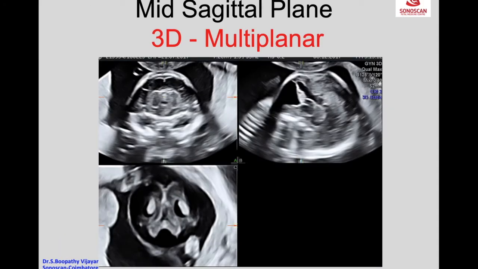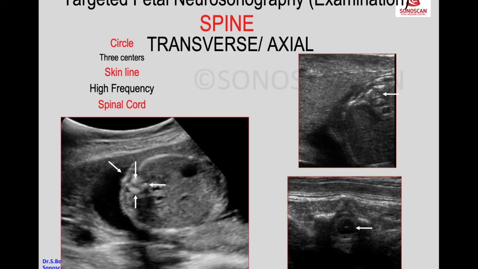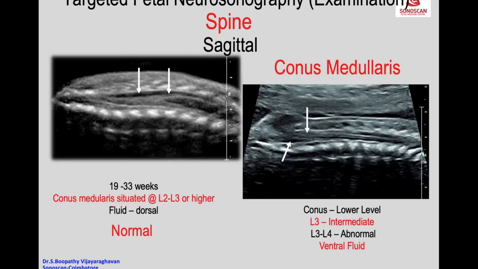The 3D multiplanar technique can also be used for soft tissues. So all this has to be done as part of the protocol. Even the spinal cord inside is better seen. A single plane like this was shown in the earlier video, and in the sagittal scan, you see the fluid on the ventral aspect of the cord and conus.